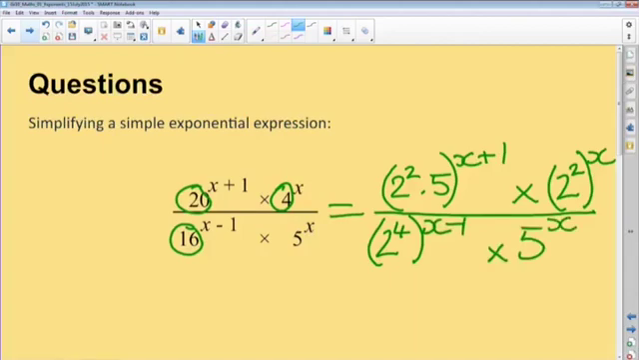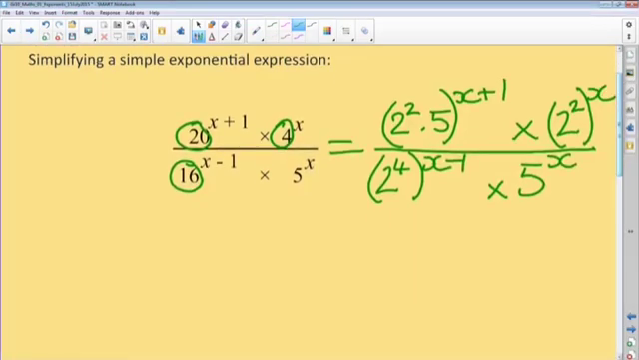Now, the next step is often where people will make their first mistake, and that is multiplying out those brackets, or in other words, raising the power. Remember that 5 has an exponent of 1, and that x is going to multiply by the 2, but the 1 is also going to be multiplied by the 2. And same with the x and the 1 and the 1 and the 1. So let's see what it looks like. 2 to the power of 2x plus 2.